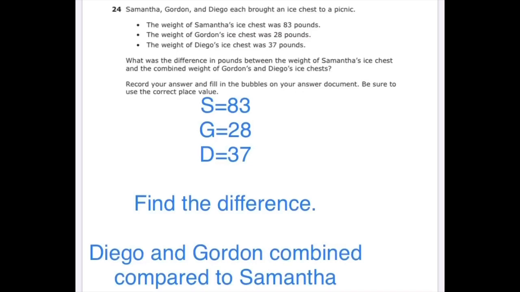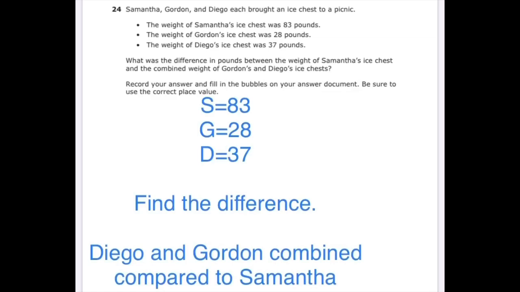Also, I wrote down Diego and Gordon combined, because combined, I know I'm going to put them together. That will clue me in that I'm probably going to have to add, because when I combine two things, I add them together. Now, again, we're not looking at keywords. We're just using the vocabulary that we know to help us, the important details. So we're going to combine those two, and then we're comparing it to Samantha. So after I combine Diego and Gordon, which means I'm going to have to add, then I can find the difference between those two and Samantha, meaning I'm going to have to subtract.